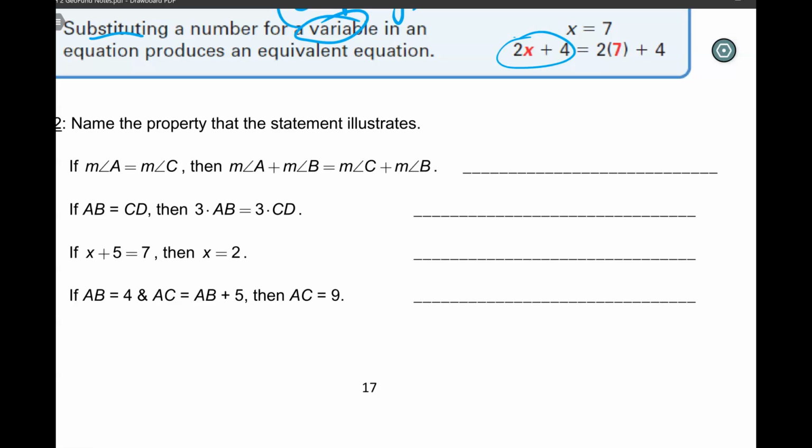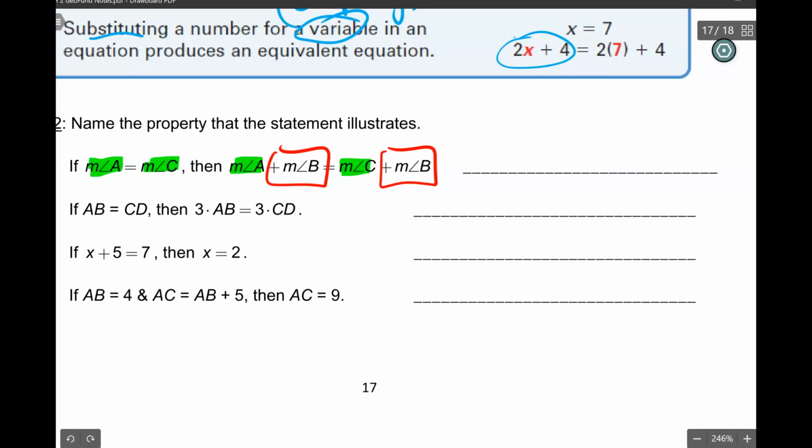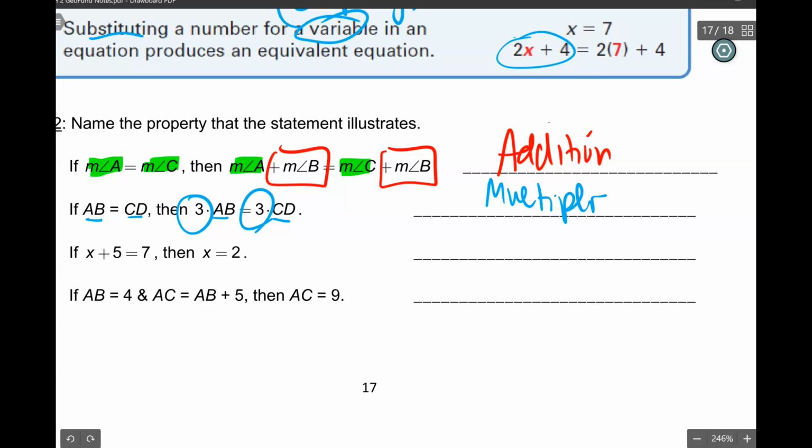Okay, so if measure of angle A is equal to measure of angle C. Here's my A and C. So what did I do? It looks like I added the measure of angle B on both sides. So that means this is the addition property of equality. All right, let's see, the measure of segment AB, the length of CAB and CD. It looks like I'm multiplying by 3 on both sides. So this is the multiplication property of equality.